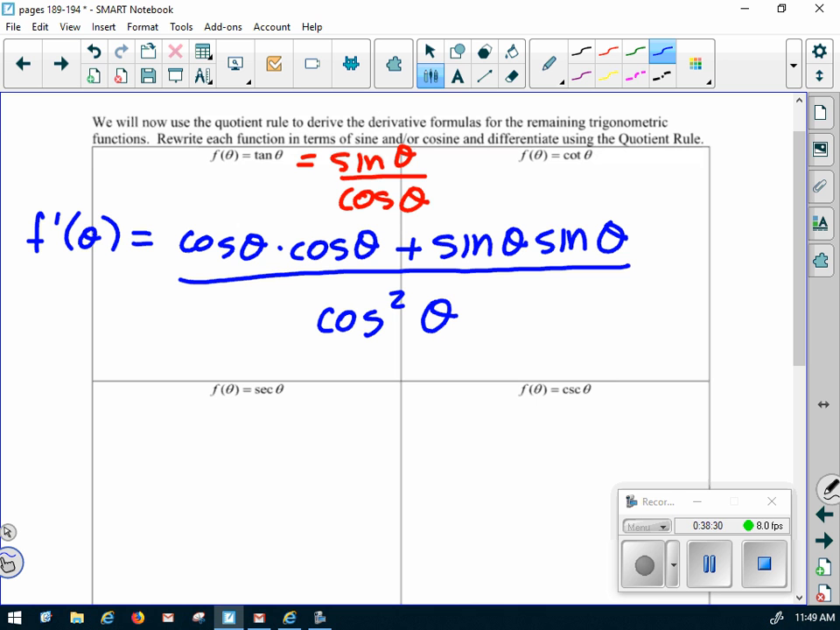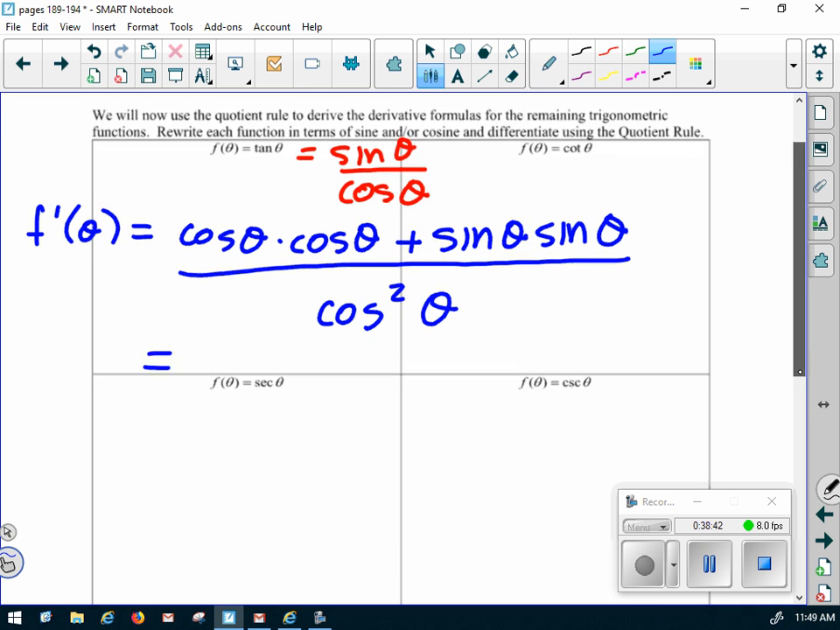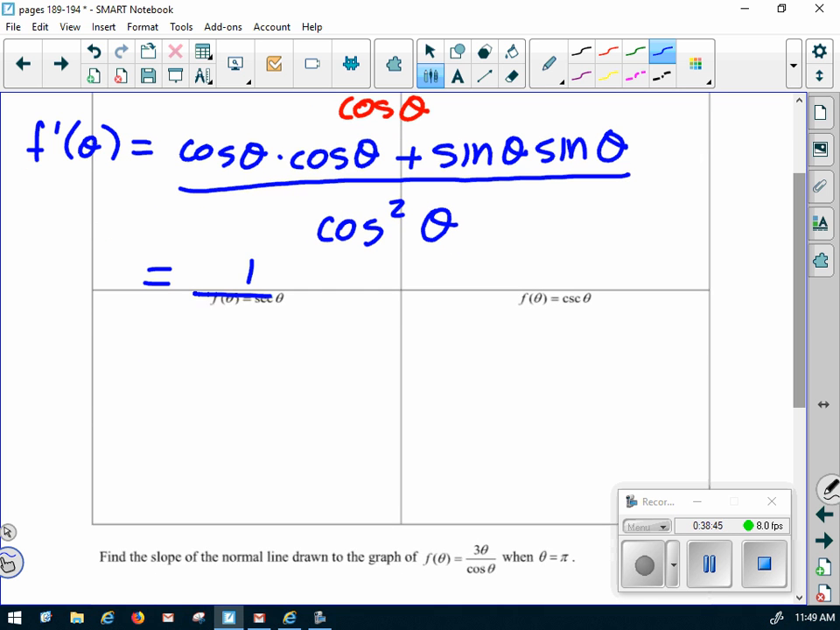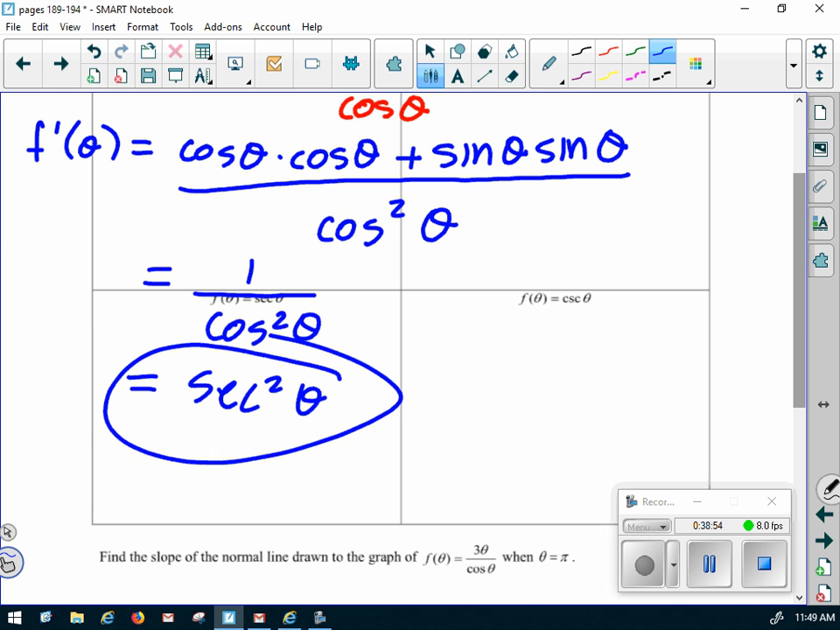What's it going to end up being? The numerator is cosine squared theta plus sine squared theta, which is 1. This is 1 over cosine squared theta, which is secant squared theta. Ladies and gentlemen, the derivative of tangent theta is secant squared theta. Know it. The derivative of tangent theta is secant squared theta.